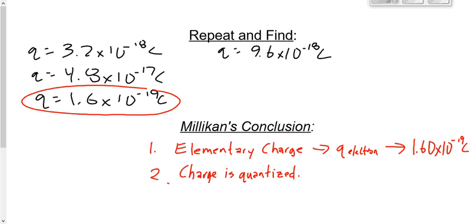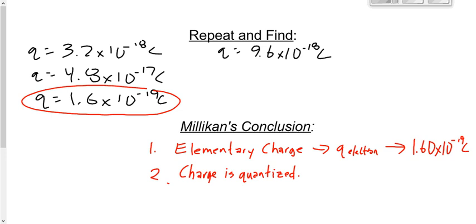In other words, you can have 35 cents, 7 times a nickel. You can have $1, 20 times a nickel. You can have 10 cents, 2 times a nickel, or 5 cents, 1 times a nickel. But you can't have 7 cents. You can't have 23 cents in Canada. It always gets rounded. So you can have a whole number multiple of the elementary coin, but you can't have anything in between. That's what quantized means.